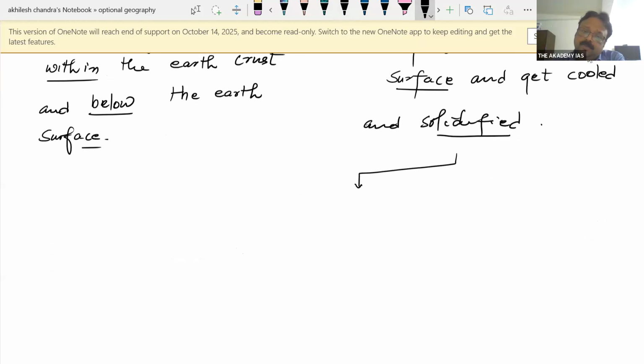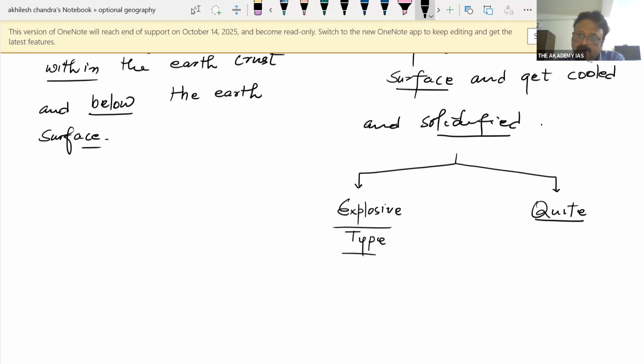One is explosive type. Another one is white type. सही लिखा है? White type, silent type. Silent. That is what extrusive.